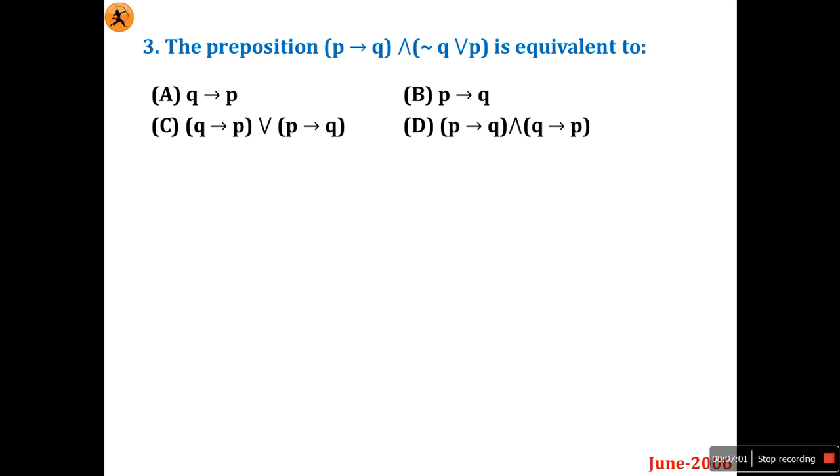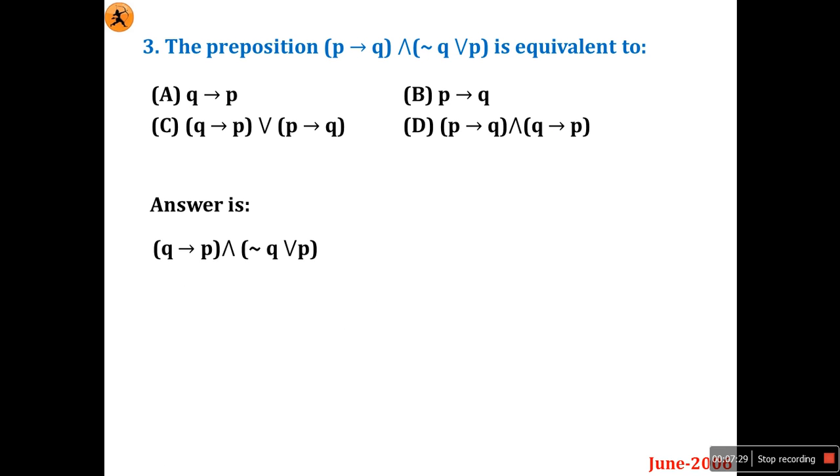Now the proposition P implies Q, and negation of Q or P, is equivalent to the given formula. Then what is the logical equivalent? Q implies P, or P implies Q, or Q implies P, or P implies Q, P implies Q and Q implies P. I hope you can get it easily, because it's a standard formula.